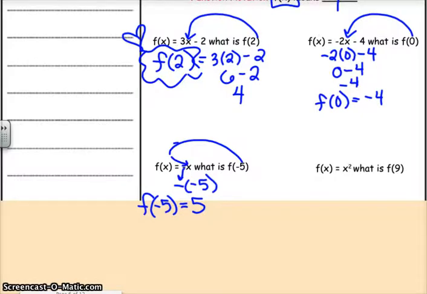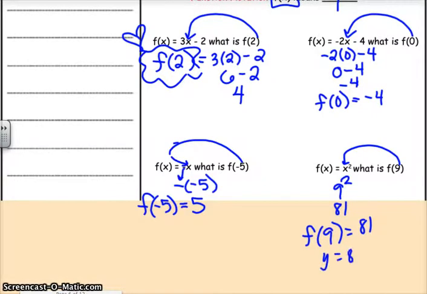Next one, function of x equals x squared. What is my function at 9, f of 9? Well, I just put the 9 in where the x is. It would be 9 squared. What's 9 squared? 81. MCA will have this as the value. Sometimes your book or work that I give you, I'll say the function at 9 is 81. Remember, f of x is the same as y. Y equals 81. Or you're just figuring it all out. What we're doing is simplifying, evaluating.